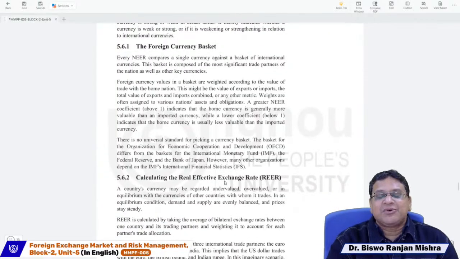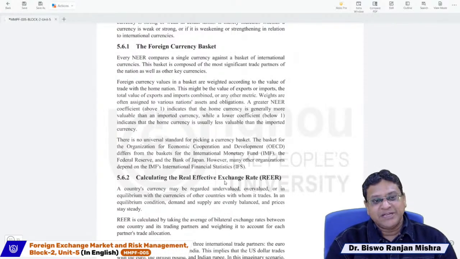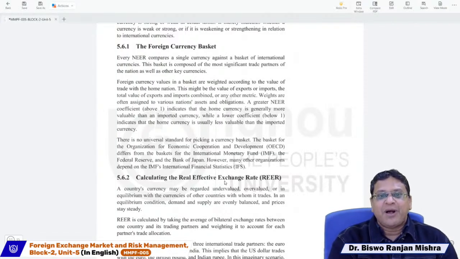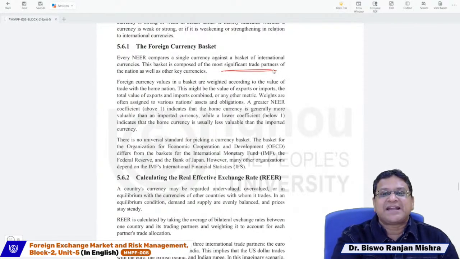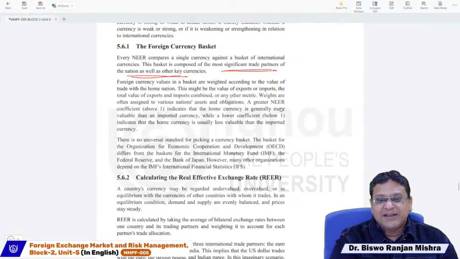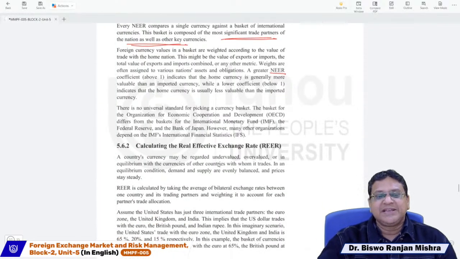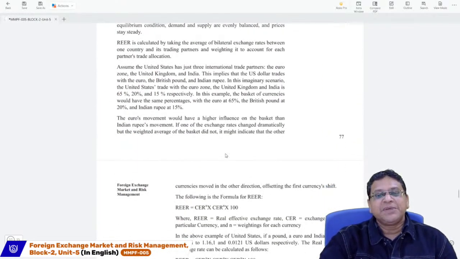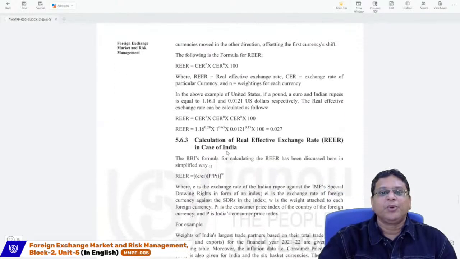Next, which country's currency must be in the basket? I have already discussed the currency basket of the country must consist those countries with which you have significant trade volumes. Your significant trade partners' currency must be included in that basket for computation of NEER or REER. Next, we will discuss how to calculate NEER or REER. NEER or REER can be calculated with the help of the following formula.